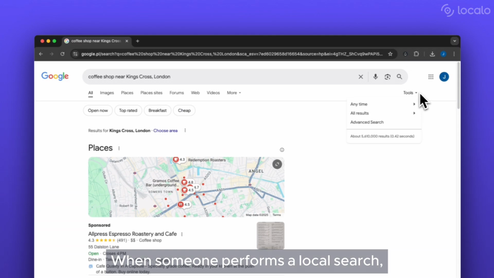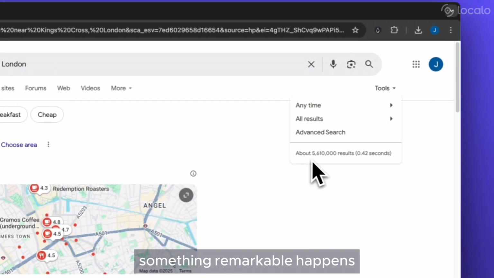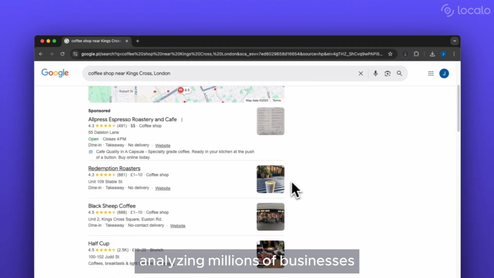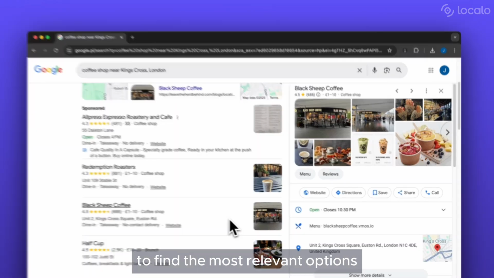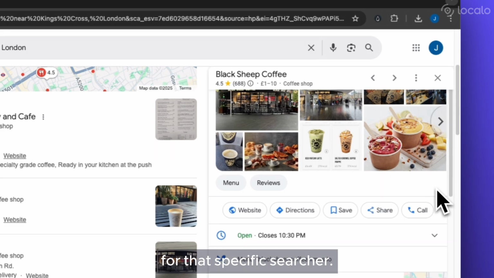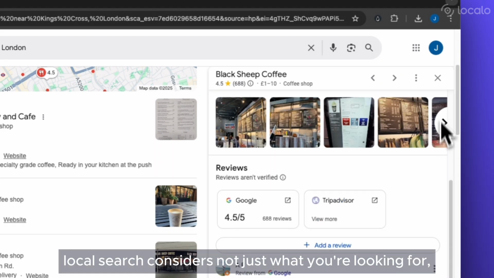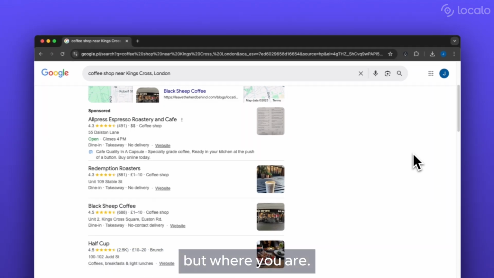How does Google process local search queries? When someone performs a local search, something remarkable happens in a fraction of a second. Google's algorithm springs into action, analyzing millions of businesses to find the most relevant options for that specific searcher. But unlike regular search results, local search considers not just what you're looking for, but where you are.